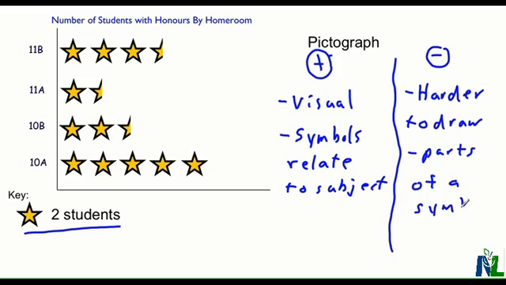So it can make it harder to read if you have to show lots of parts of symbols. For example, if I had this star representing 3 students and then I had a third of a star, I mean, how would I even do that, right? It'd be very hard to do and very hard to interpret. So that's a pictograph.